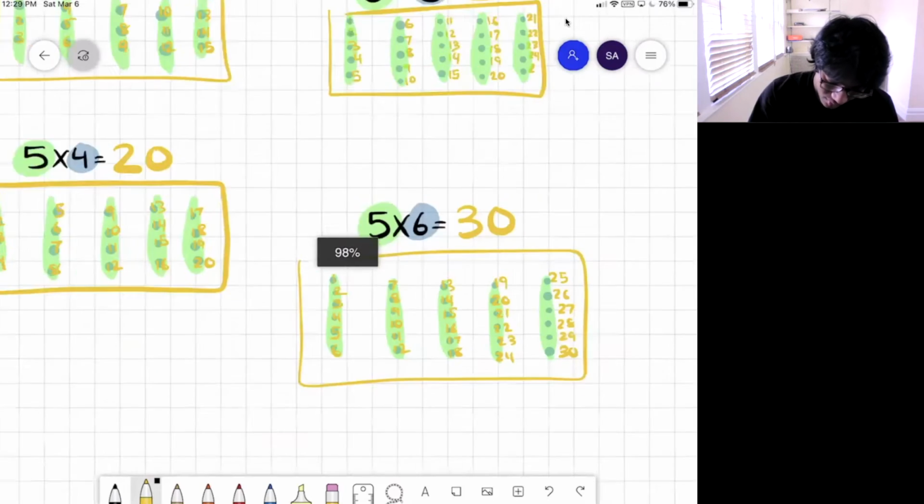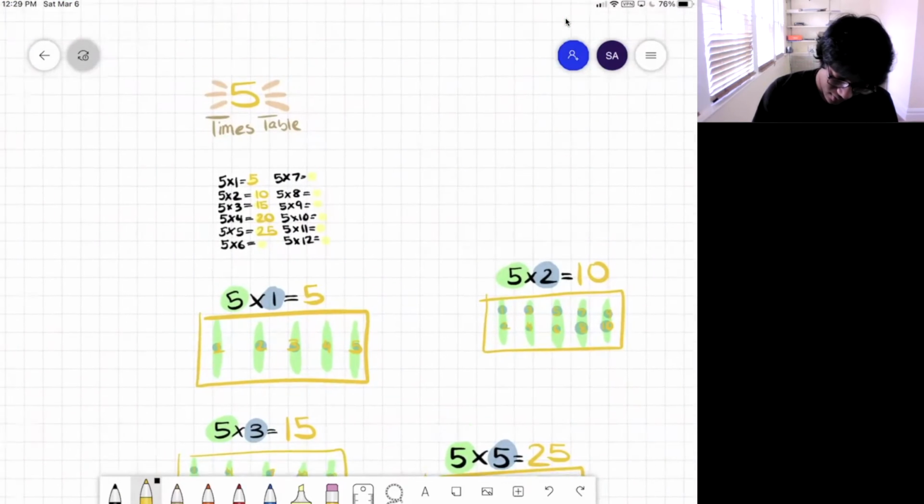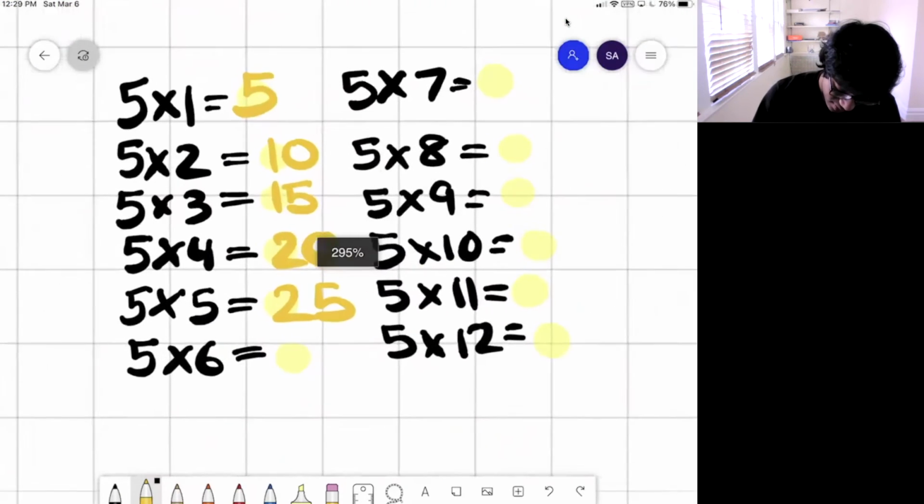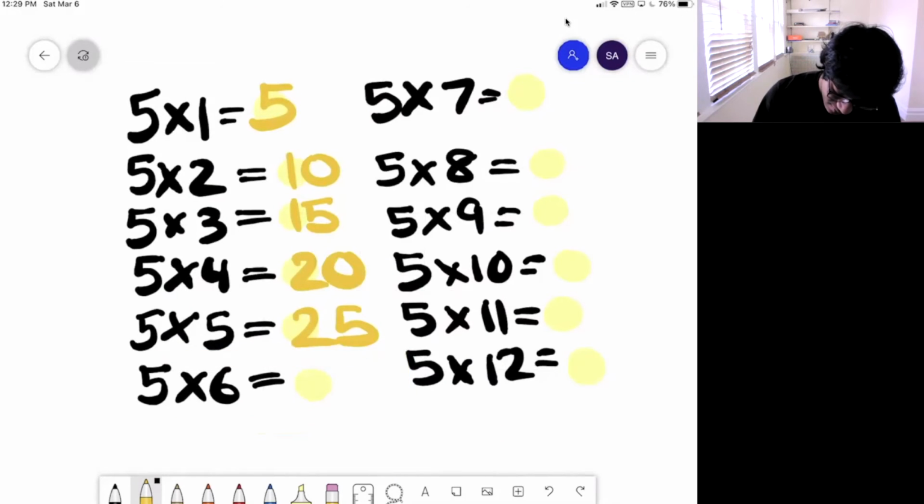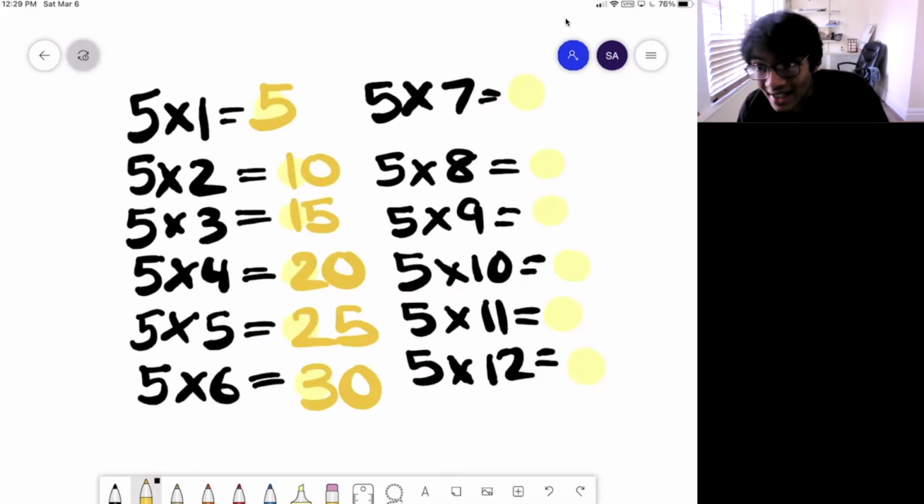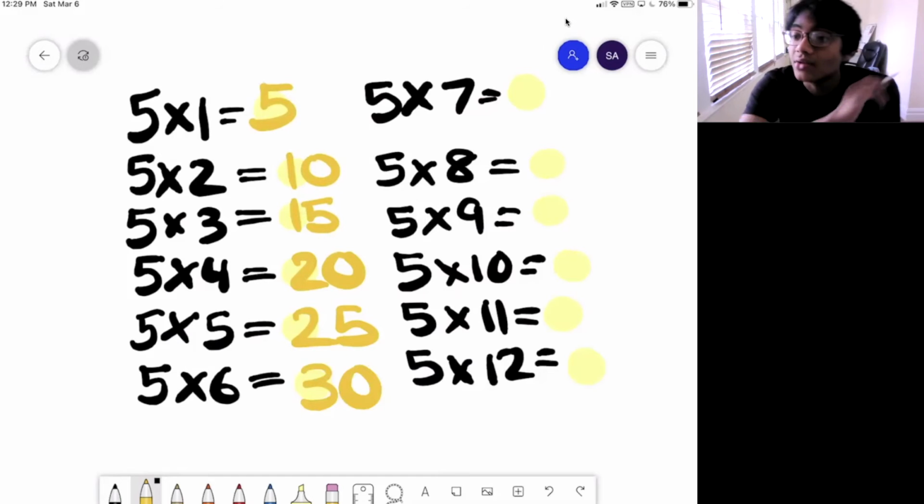So 5 times 6 is going to be 30. And so zoom all the way back out, and we can go to our table right here. We know what 5 times 6 is. We know that it's going to be 30. And now I want you to notice a pattern. Do you see a pattern? Well, let me show you.